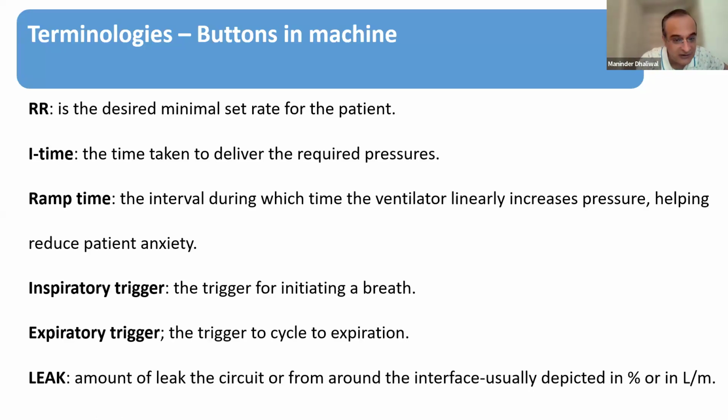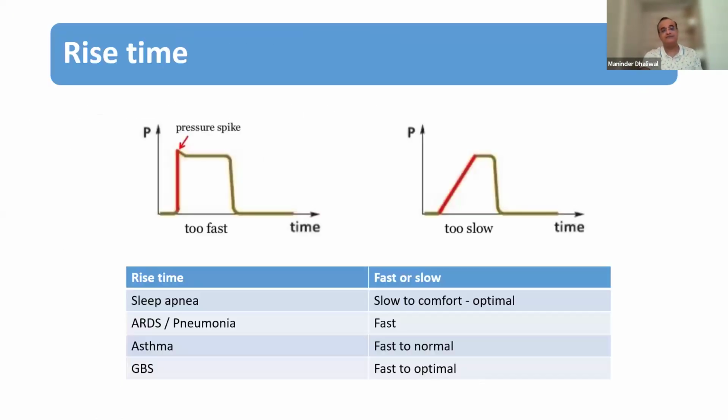There's an inspiratory trigger and also an expiratory trigger. And some leak should be there, but not a high leak. This is about the rise time. If you give too narrow a rise time, there will be an overspike and the patient will not like it. Too slow is good for sleep apnea.